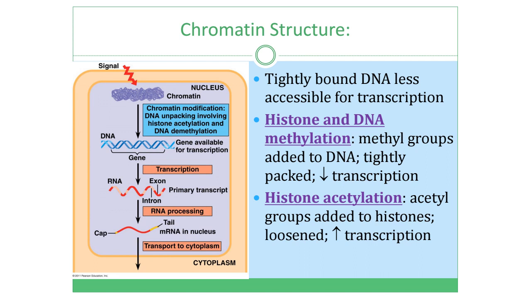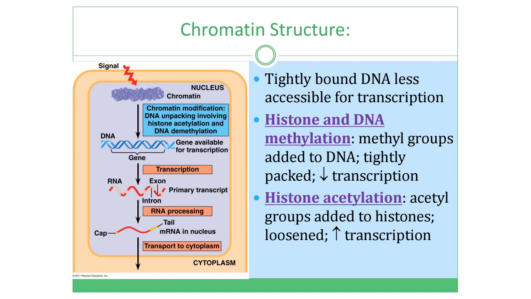Now remember that during interphase, so that's G1, S, and G2, the DNA is found as chromatin. And so there are two types of chromatin. We've got euchromatin and heterochromatin. In euchromatin, the DNA is not as tightly wound up, and it's more available for gene expression.